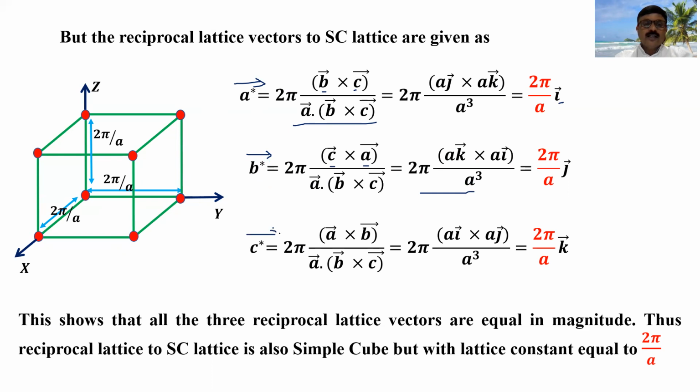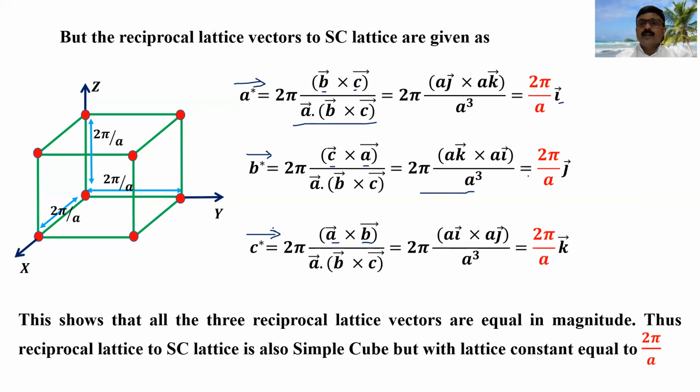And similarly, you can write reciprocal lattice vector C star is equal to 2 pi into vector A cross vector B divided by vector A dot vector B cross vector C, which is equal to 2 pi multiplied by, using the values of vector A and vector B in terms of their unit vectors, A into vector I cross A into vector J. Solving this, you will get the reciprocal lattice vector C star is equal to 2 pi by A into K. So here we observe that you get the reciprocal lattice vectors having the same magnitude.